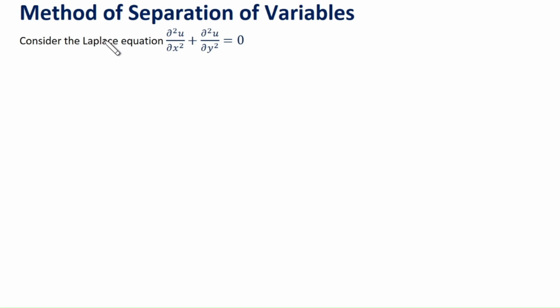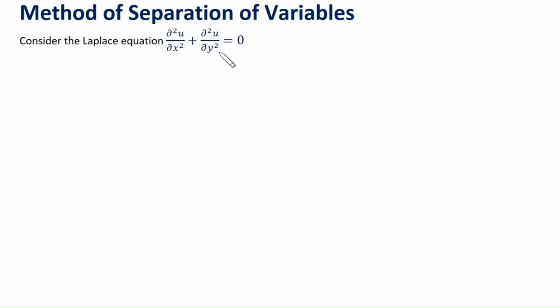Now we are moving to the main part, that is a solution of a Laplace equation using the separation of variable method. The Laplace equation is written in this form, that is second order derivative of u with respect to x plus second order derivative of u with respect to y is equal to 0. So u is the dependent variable that depends upon x and y.